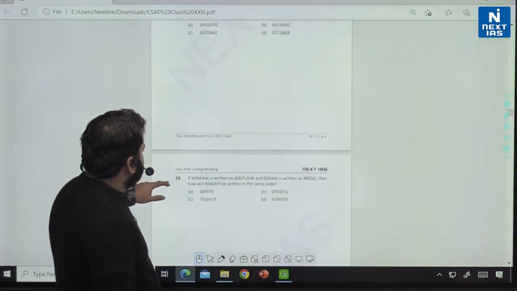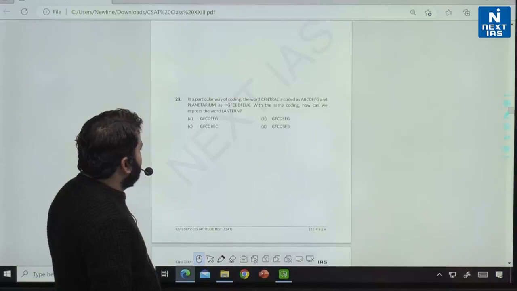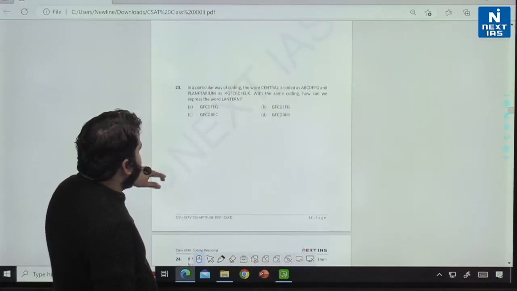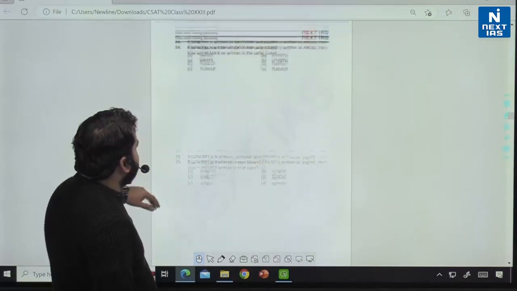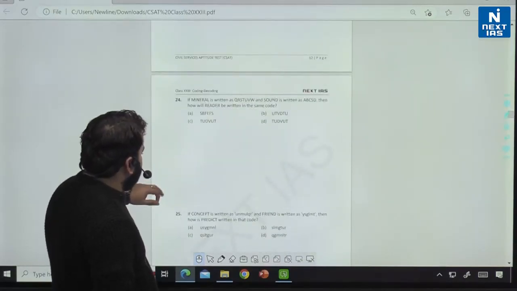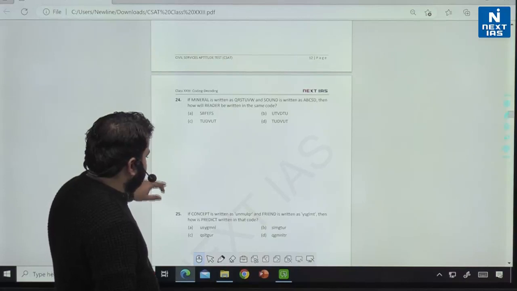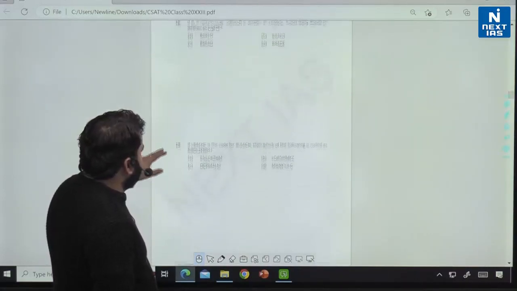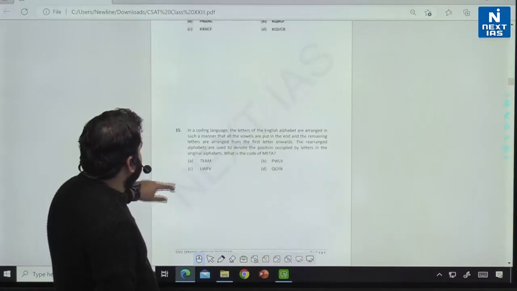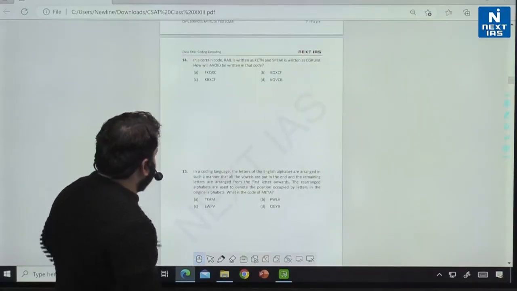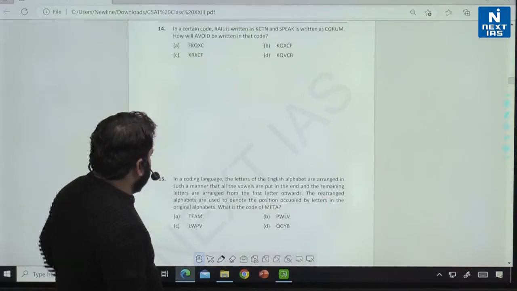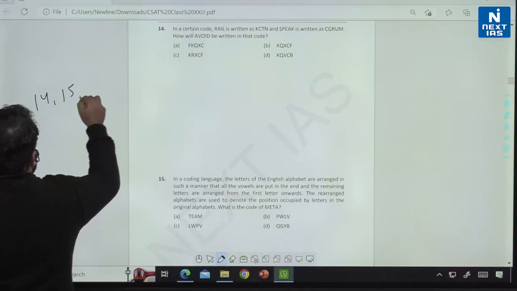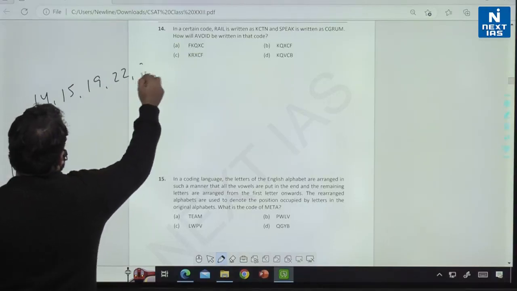22. 14, 15, 19, 22. 24. 14, 15, 19, 22, 24. So 14, 15, 19, 22, 24.